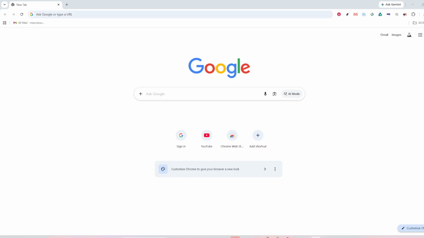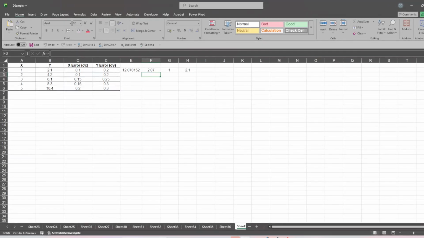Williamson-York regression, also called York regression, is a linear regression method used when both your x values and your y values have measurement error. That is what makes it different from a standard Excel regression. Excel's built-in tools usually assume error only in y, but York regression accounts for uncertainty in both variables, which is why we need an iterative setup.